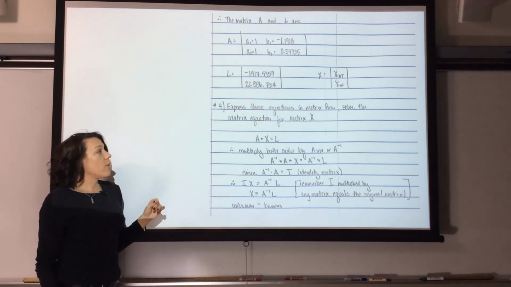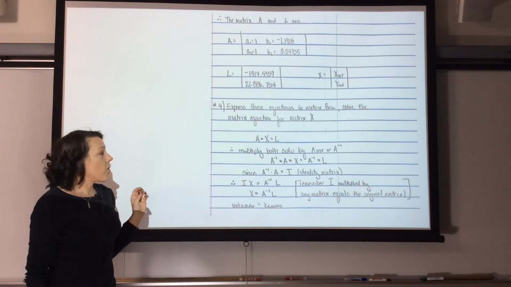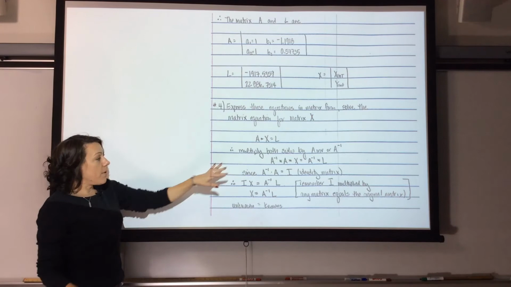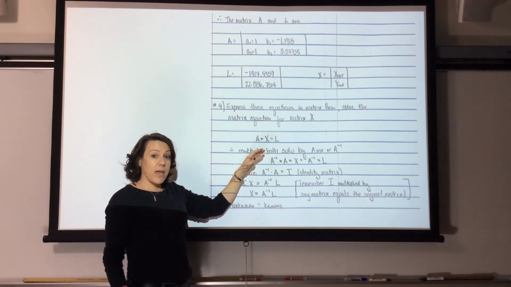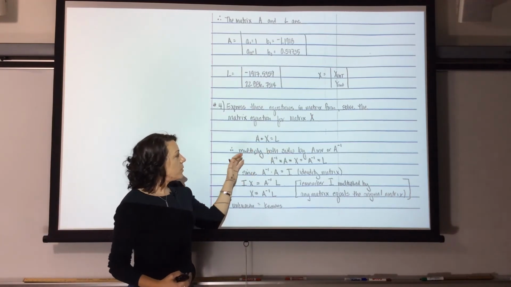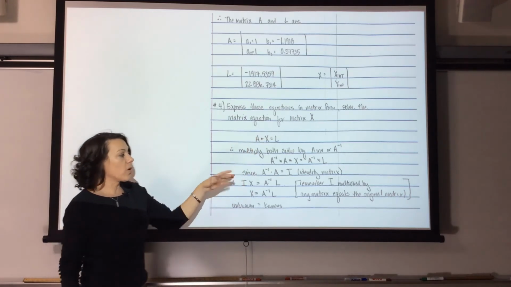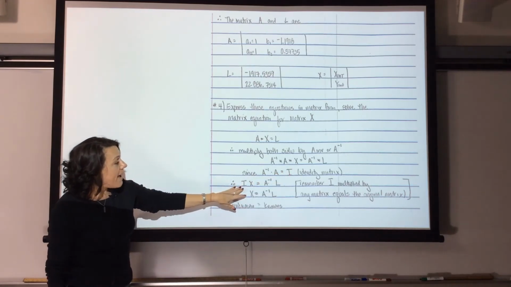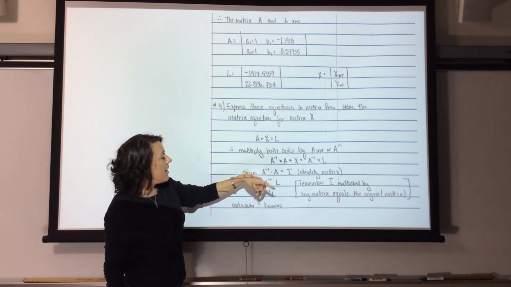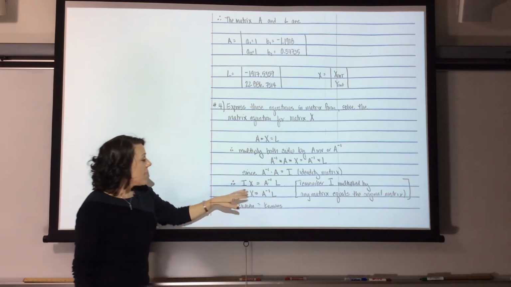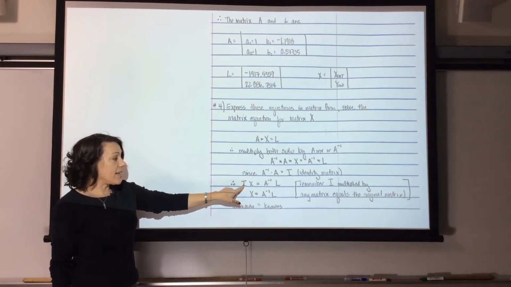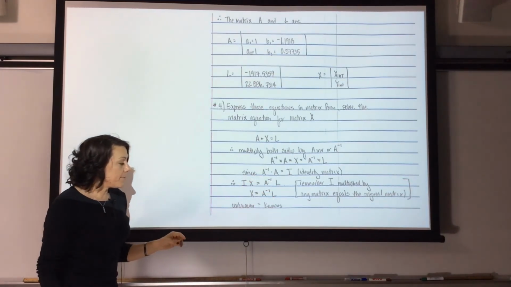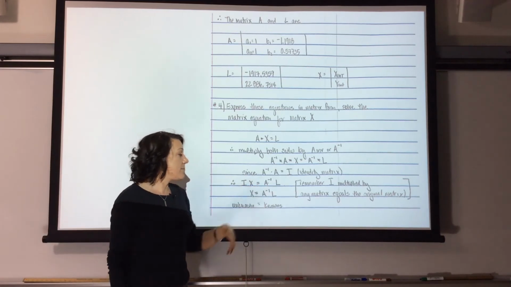So we're going to express the equation in matrix form. We're going to say A times X equals L. Now, we need to multiply both sides by the inverse, the reciprocal of A. The reason we're doing this is we're trying to get rid of A, because we know when we multiply them together, it's going to give us an identity matrix. So if we multiply the inverse on both sides, we'll have only the identity matrix times X equals the inverse of A times L.